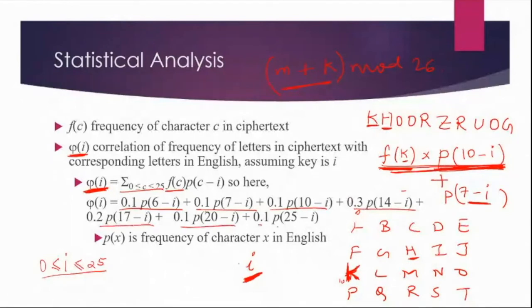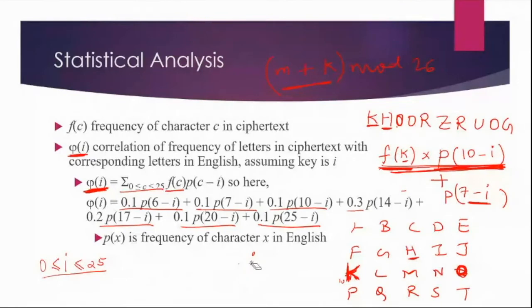So this is what we did in the entire thing. We have 7 distinct characters, so we get 7 distinct terms here. We applied the same thing that I have just explained. You just take the letter. For example, O, the frequency is 0.3. So 0.3 times the letter at the 14th position, 14 minus I. That is the character which corresponds to O in plain text. So we will have this formula.